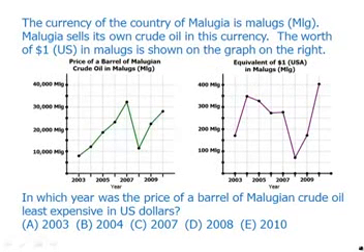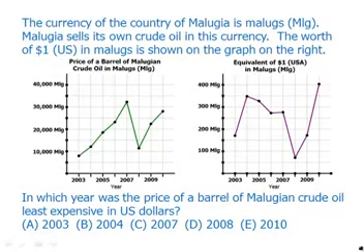So here's an example of this. Pause the video and then we'll talk about this. So this is a relatively challenging problem. This involves currency exchanges as well as fluctuating prices. So the currency of the country of Malugia is Malugs. Malugia sells its own crude oil in this currency. The worth of $1 in Malugs is shown in the graph on the right.